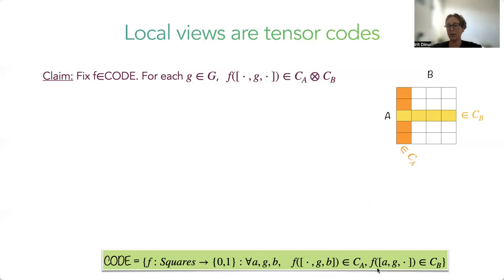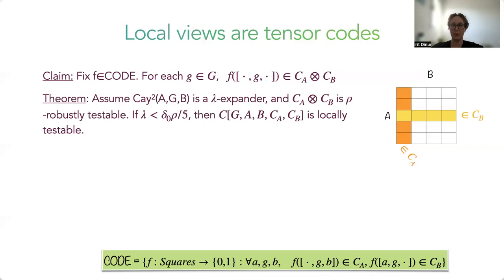And very similarly, if you fix A, it's like fixing a row here, and you let B range in capital B, then you're really looking at a row in this table. And this row, by definition of the code, needs to be in CB. So what you get is that the table of squares touching G satisfies that all the rows are in CB and all the columns are in CA. That's actually the definition of a tensor code. So we have this property that all the local views are tensor codes.